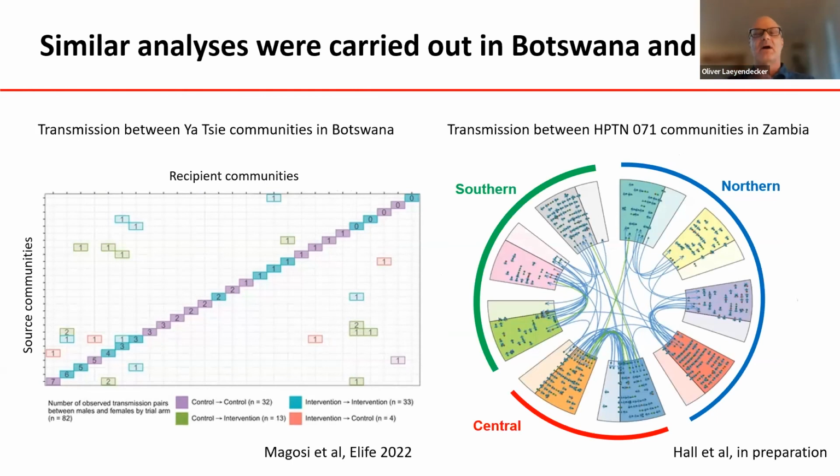This type of use of geographic, epidemiological, and molecular data is also now being used in other population surveys, both in the Ya Tsie communities in Botswana, and also HPTN 071 in Zambia. And I really look forward to seeing presentations from those two cohorts.